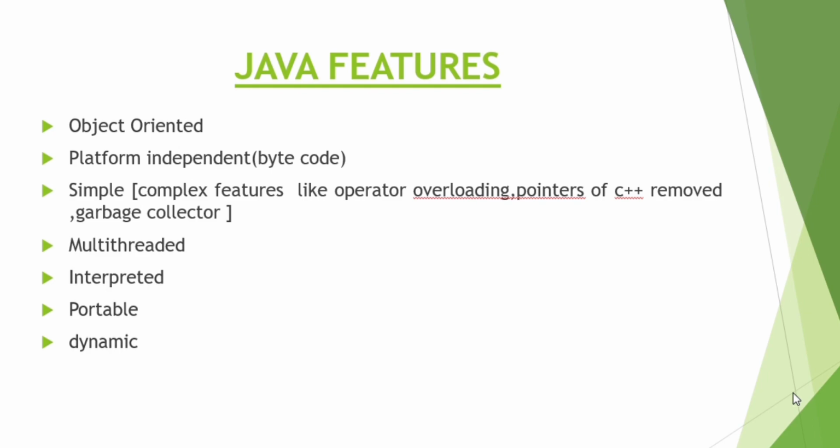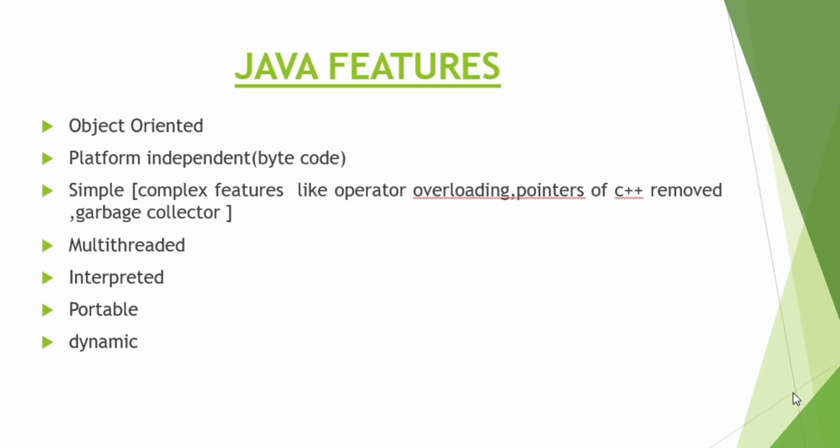And the next thing is multi-threading. Java supports multi-threading. What is multi-threading? It helps you to execute or run many programs at once. Okay, so you can run not only one program at a time, you can run many programs at a single time.